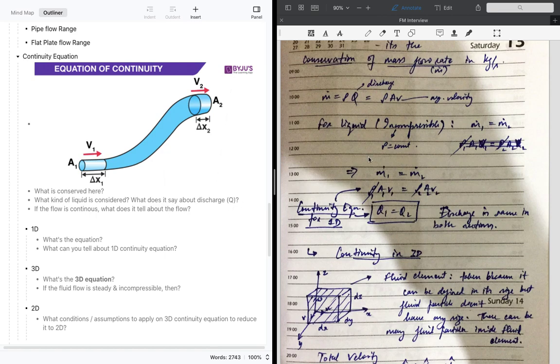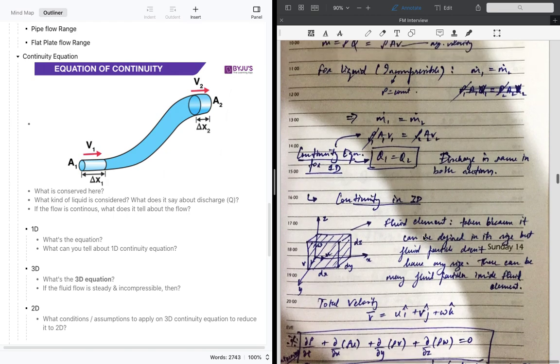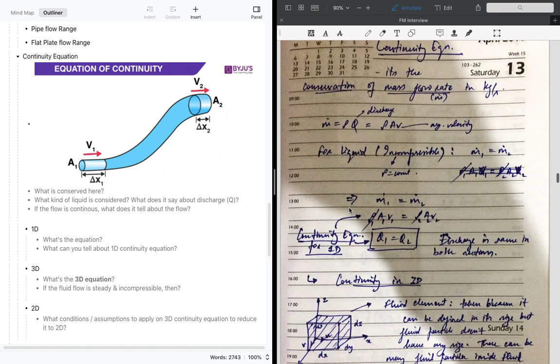We considered the fluid incompressible. That means the density of the fluid doesn't change. And what does it say about the discharge? Discharge is the same in both sections. If the flow is continuous, what does it tell about the flow?